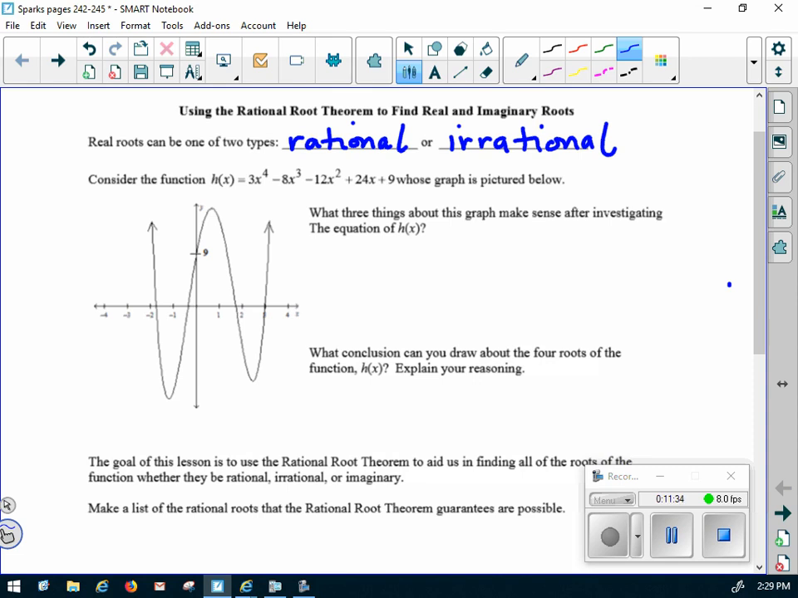A rational number is any number that you can write as a fraction. Can I write 0.4 as a fraction? Sure. Can I write 0.75 as a fraction? 3/4. Can I write 0.998 as a fraction? 998 over 1,000. Can I write the square root of 2 as a fraction? And don't tell me square root of 2 over 1. No, I cannot write square root of 2 as a fraction.